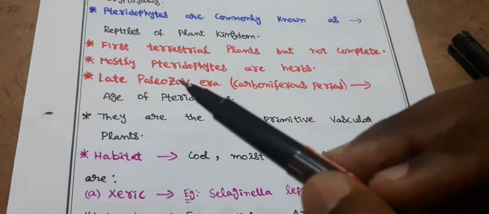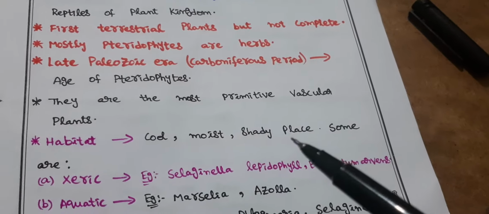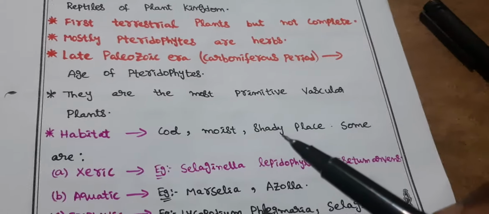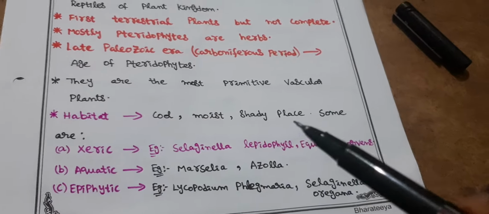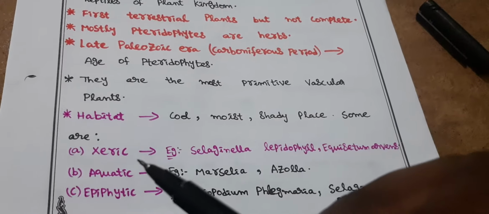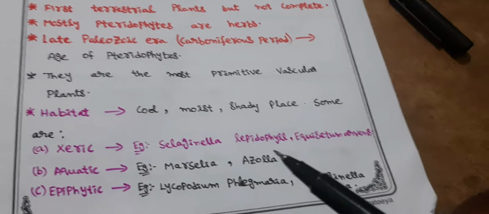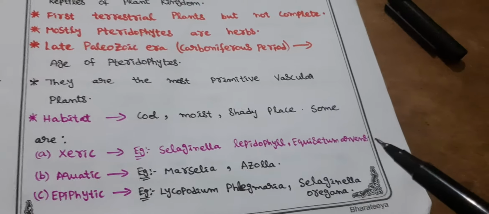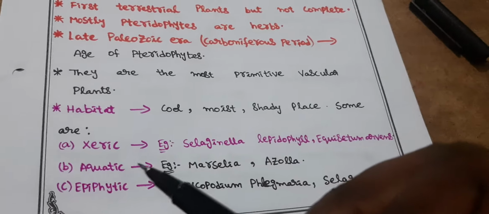Habitat. Generally, pteridophytes grow in cool, moist, and shady places. But for everything, we have exceptions, right? So, even we have for these. Some are xeric. Xeric means they grow in dry places. Examples, Selaginella lepidophylla and Equisetum arvense. And some are aquatic. Aquatic means they grow in water.